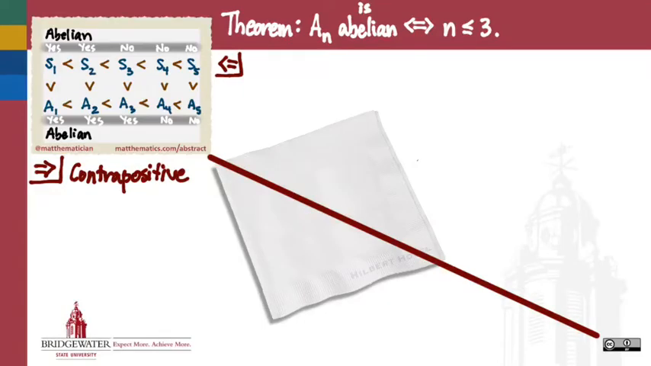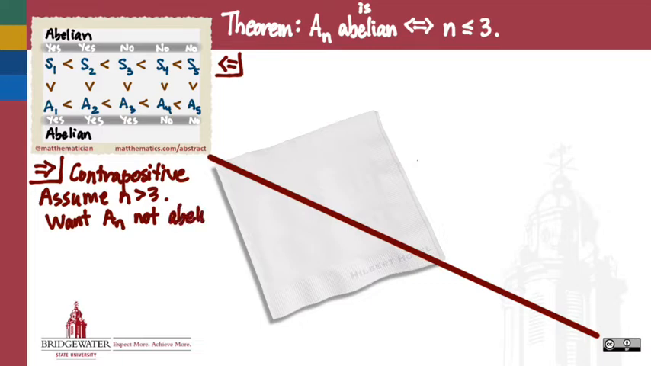To prove that the alternating group is abelian if and only if n is less than or equal to 3, most of you chose a strategy for the forward direction that uses a contrapositive, which would say assume n is greater than 3, and then we want to show A_n is not abelian. And so what was the key to that argument? I think Cam, you just alluded to it.